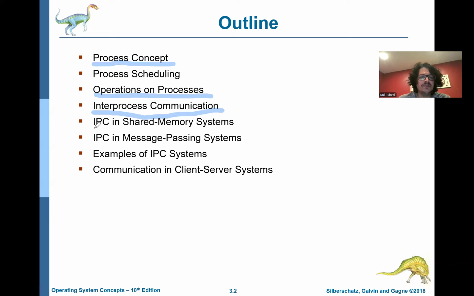Then we'll talk about IPC, inter-process communication using shared memory system. How these programs use shared memory. You can think of it as a shared location between multiple processes, and they can use this shared location to communicate with each other. That's the idea. Then also inter-process communication in message passing system, and we'll go through some examples. And also we'll go to client server system. That's the basic mechanics.